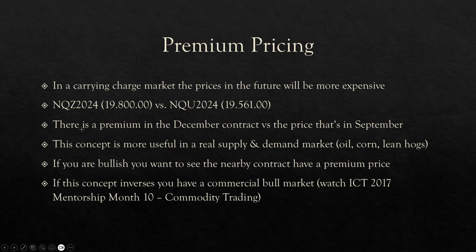Again, that's what I wrote here. And this concept is more useful in the real supply-demand markets, like consumable goods, oil, corn, lean hogs, etc. If you're bullish, you want to see the nearby contract have a premium. If this concept inverses, so the future contract has a lower price, then you have a commercial bull market.